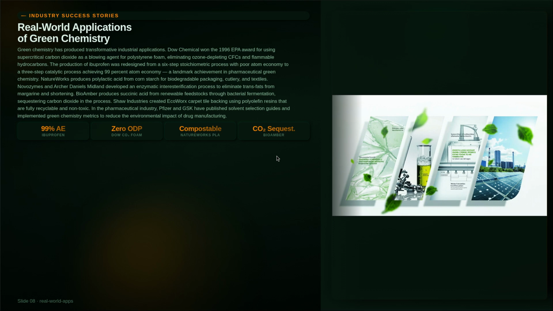NatureWorks produces polylactic acid from cornstarch for biodegradable packaging, cutlery, and textiles. Novozymes and Archer Daniels Midland developed an enzymatic interesterification process to eliminate trans fats from margarine and shortening. BioAmber produces succinic acid from renewable feedstocks through bacterial fermentation, sequestering carbon dioxide in the process. Shaw Industries created EcoWorks carpet tile backing using polyolefin resins that are fully recyclable and non-toxic.